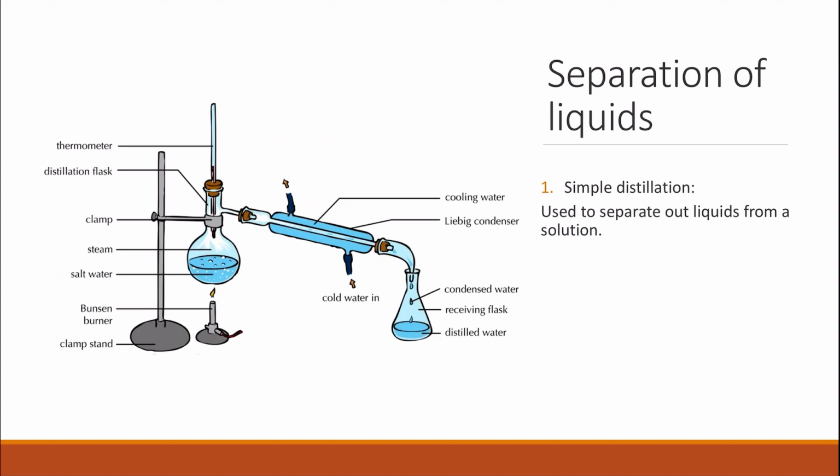If you want to separate the liquid, then you're going to use simple distillation. So if you have a solid with a liquid and you want the liquid, you use simple distillation. Simply heat the mixture of the solid and the liquid, and then the liquid will evaporate, and the vapors will go through the condenser, and will be collected in the receiving flask here.